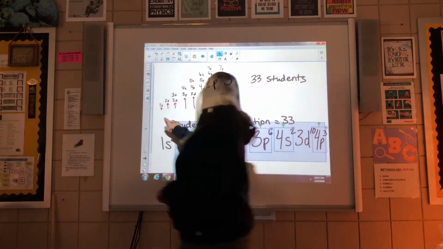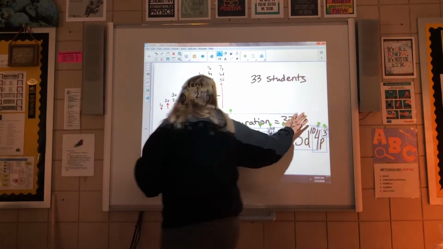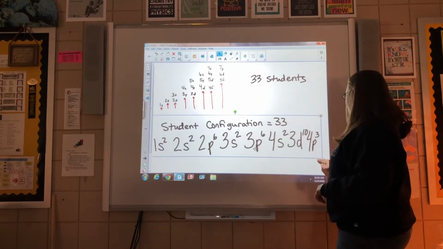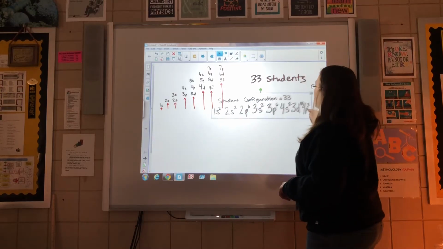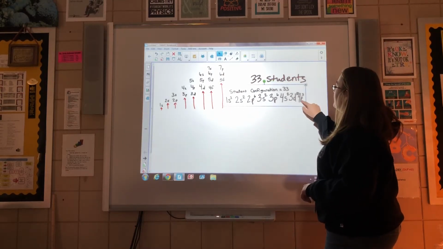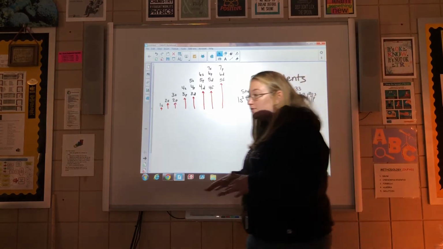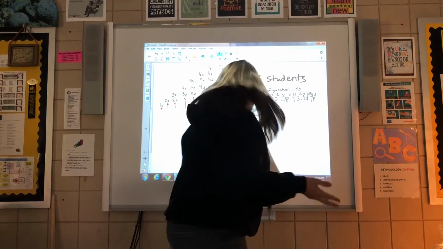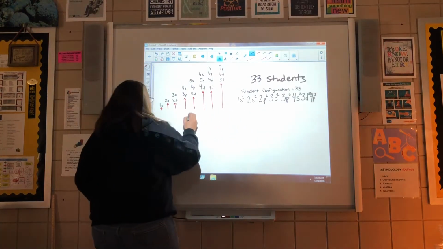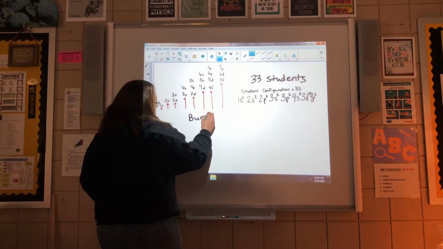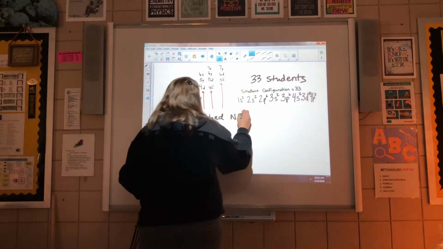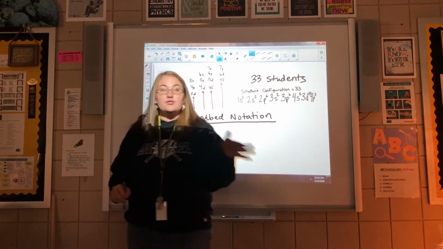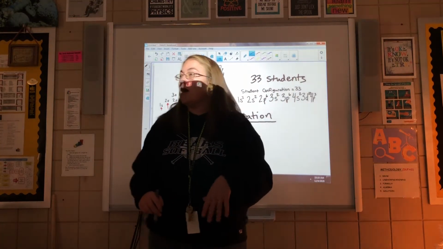Actually, let's get the whole thing in there. All right, so I'm gonna put that up to the side here. That's my student configuration for 33 students. But she also has another way that she documents these things, and she's gonna call this bunk bed notation. Because remember, the bunk beds are important because we have to fill the bottom bunk in each room before we can fill the top bunk.